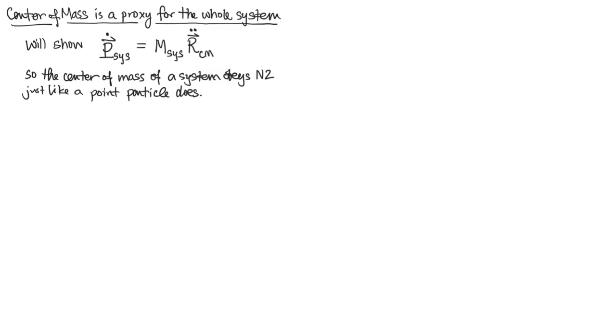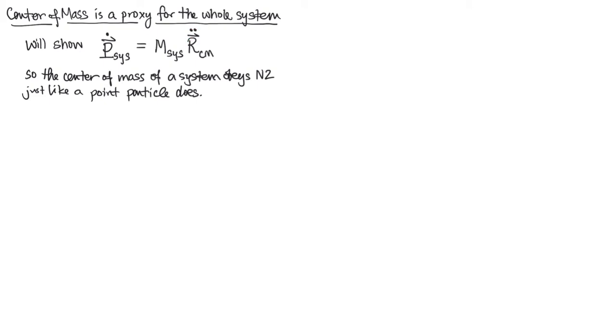Hello again, physics friends. Today we're going to talk about the center of mass and how we can use the center of mass as a proxy for an entire system, even if that system consists of an infinite number of particles. In particular, what we're going to show is that we can talk about the momentum of a system and its time derivative, or equivalently, we can talk about the mass of the system collectively and the position of the center of mass and its time derivatives.